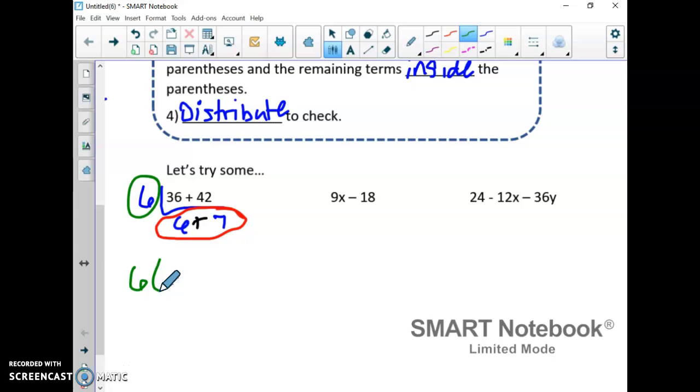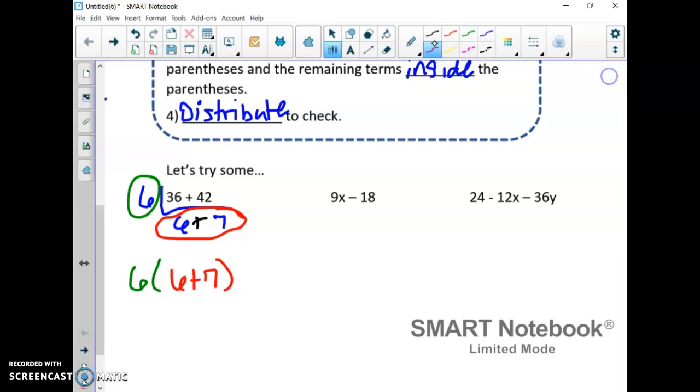So 6, and then I'm going to have an open parentheses. But then on the inside, it's going to be whatever was left over, which was my 6 plus 7. So I'm literally just going to take it and write 6 plus 7 and close parentheses, and then you're done. That's all you're doing, okay? Not super difficult. All you're doing is dividing, really.